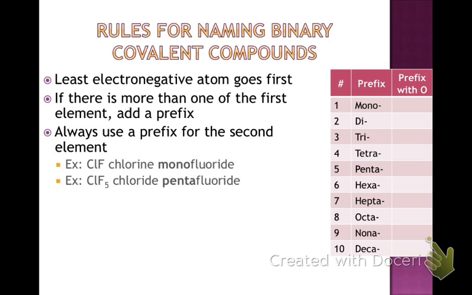The next rule is that we always use a prefix for the second element, even if there's only one. So the first example here is ClF, chlorine monofluoride. We put the prefix mono in there because it's the second element. The second example is ClF5, so we add the prefix penta in there because penta is the name for 5.